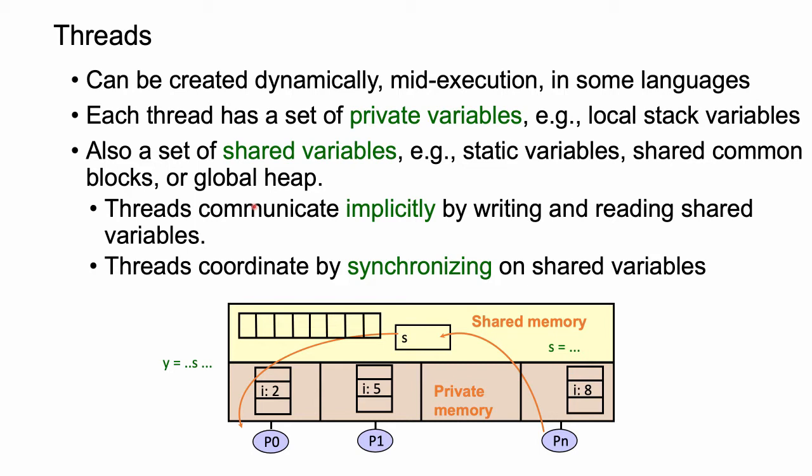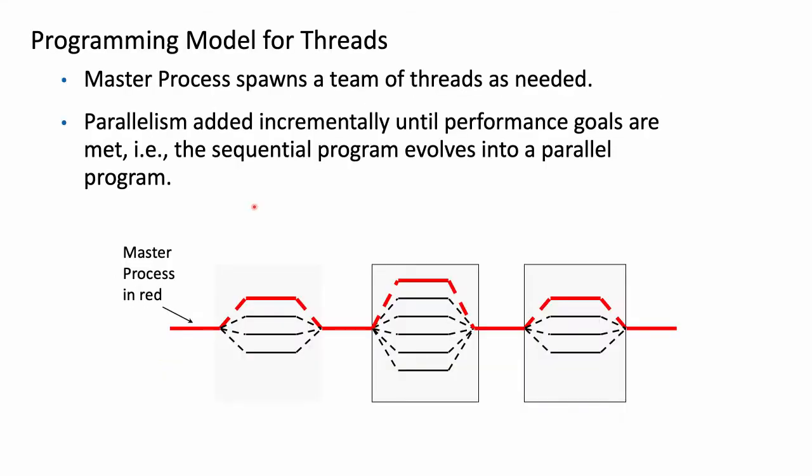And when they're accessing the shared data, they have to synchronize so that they don't overwrite or change things they don't mean to, as that will lead to something called race conditions.